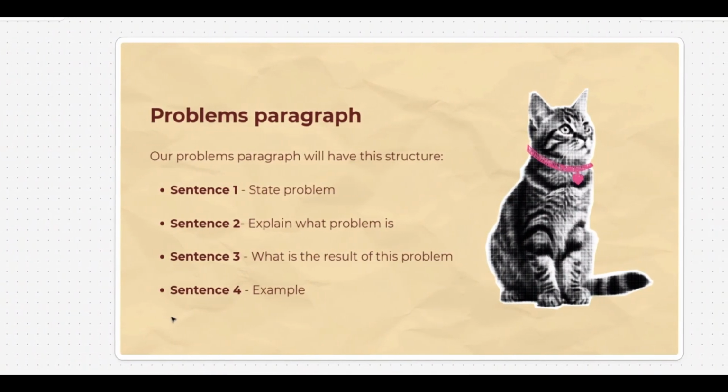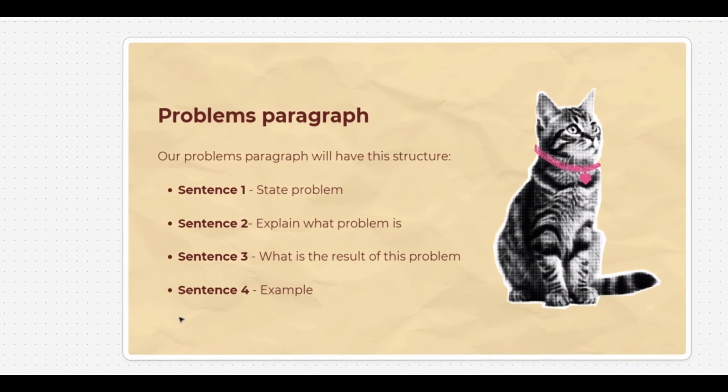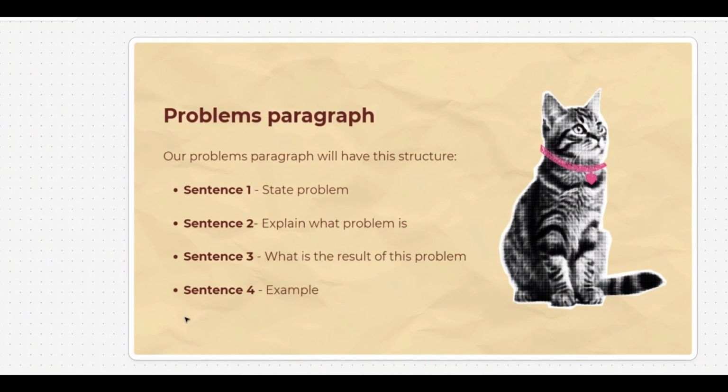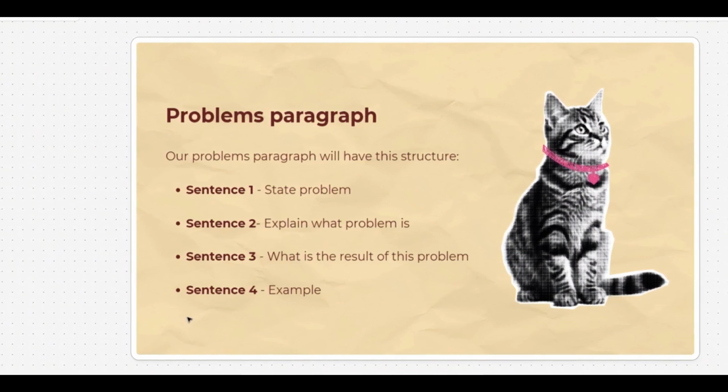Now, problems paragraph, body paragraph 1. Every problem you discuss follows this 4-sentence structure. Sentence 1, where you need to state the problem. What is the problem? Get straight to the point. Then second sentence, explain the problem. Why is it a problem? What does it involve? Build on your first sentence. And then third sentence, state the result. What happens because of this problem and what are the consequences?